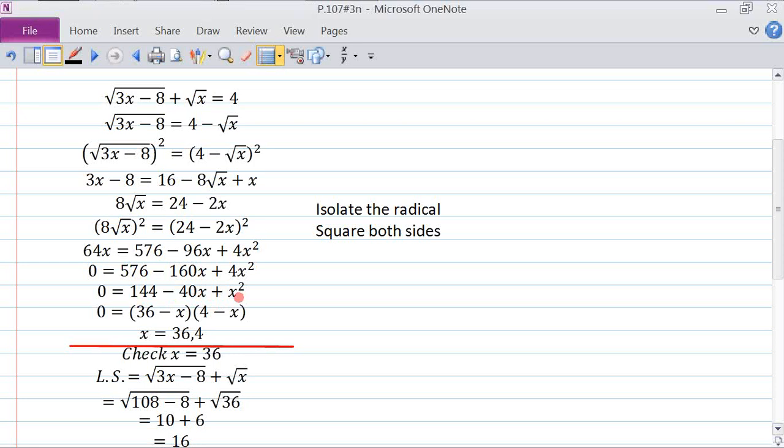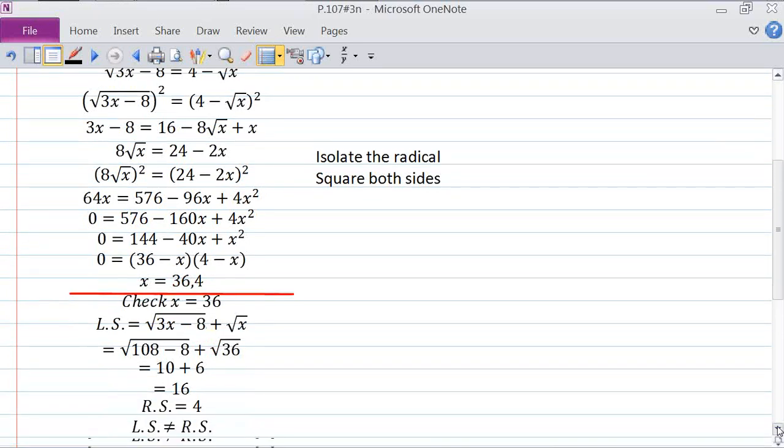Now, of course, you've got to make sure your signs are right. This is plus, this is minus. And of course, 0 divided by 4 is still 0. When I factor this, the factors come out to be 36 minus x, 4 minus x, and you can see 36 times 4 is 144. The inner is going to be minus 4x, the outer is going to be minus 36x. When I combine minus 4x with minus 36x, I get minus 40x. And the last is going to be minus x times minus x, which is plus x squared. So I get two numbers here as solutions, and then we have to check them.